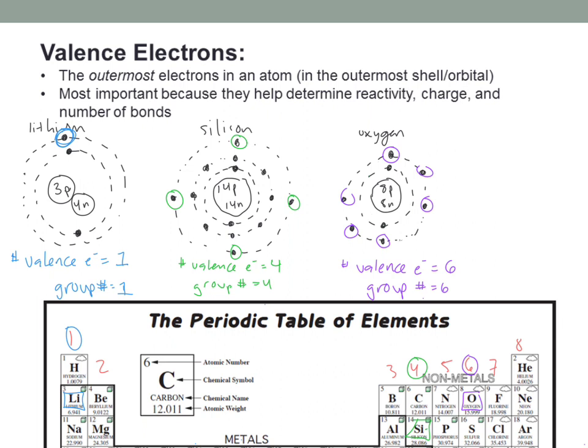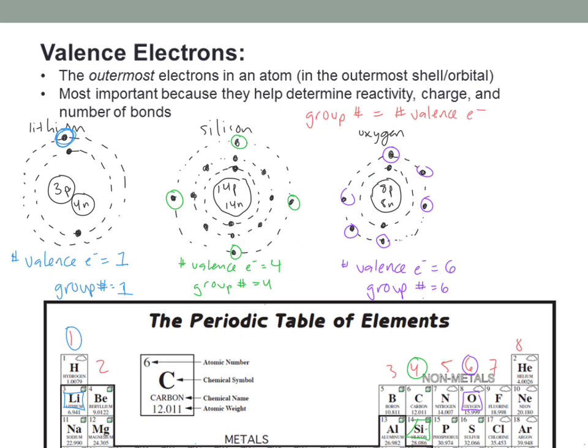So there's this nice general rule that we can state, which is that for most of the elements that we're going to talk about, the number of valence electrons equals the group number that they're in. So you can just glance at a periodic table and tell how many valence electrons something has. So I'll write that down here. The group number equals the number of valence electrons.